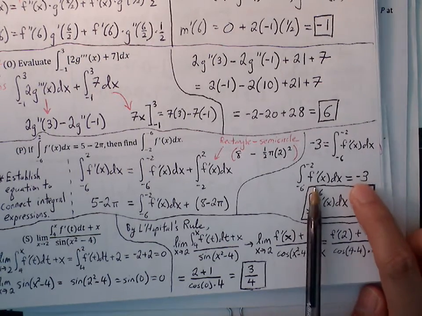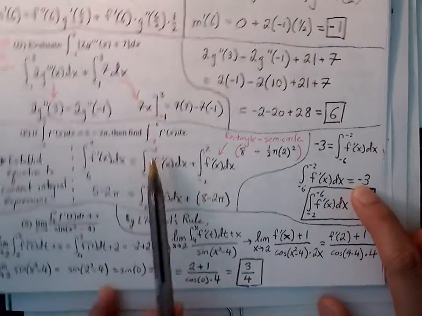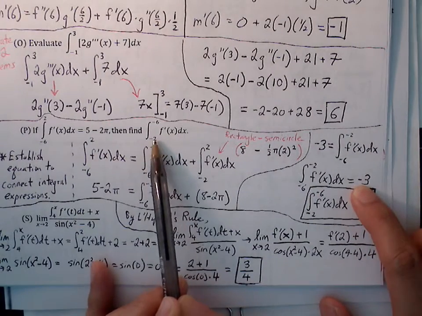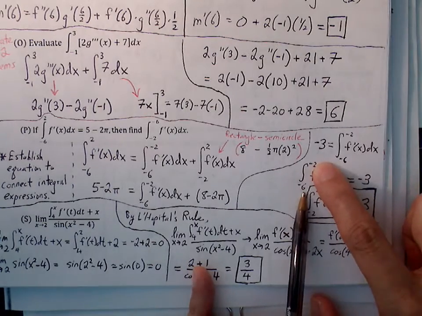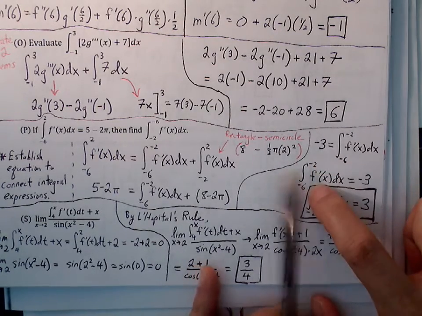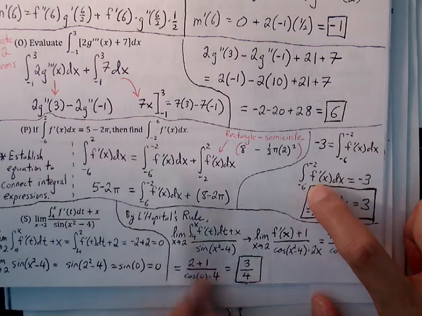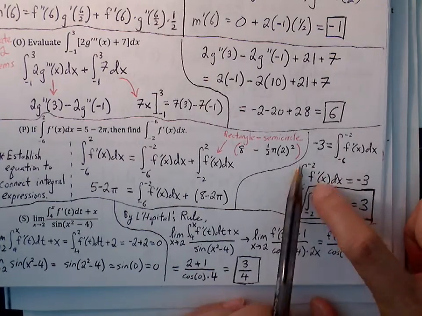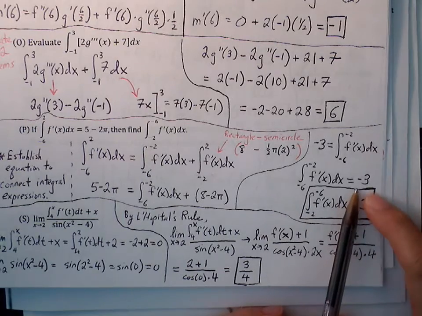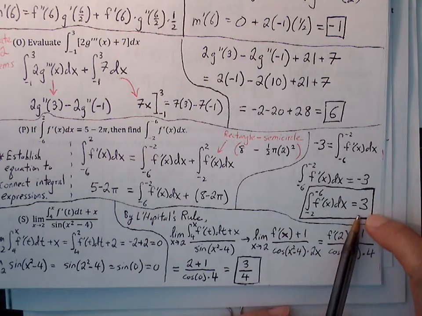Now this is close, but it's not quite exactly what the problem is asking for. It's asking for negative 2 to negative 6, which is just the same thing, just the bounds are flipped. So if I want to get this to match this expression, I'm going to have to flip the bounds. When I flip the bounds, I have to change the sign so I can make a balance there. So my negative 3 is going to turn into a positive 3.